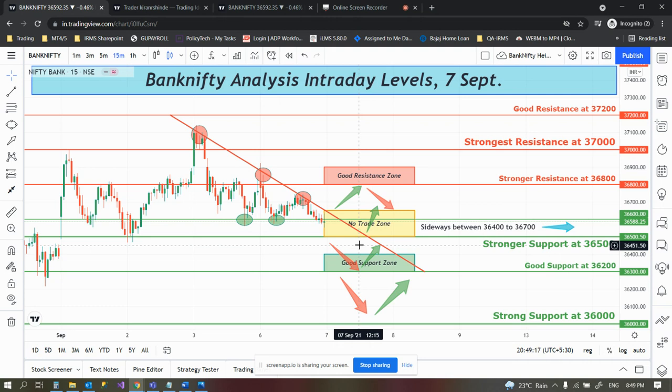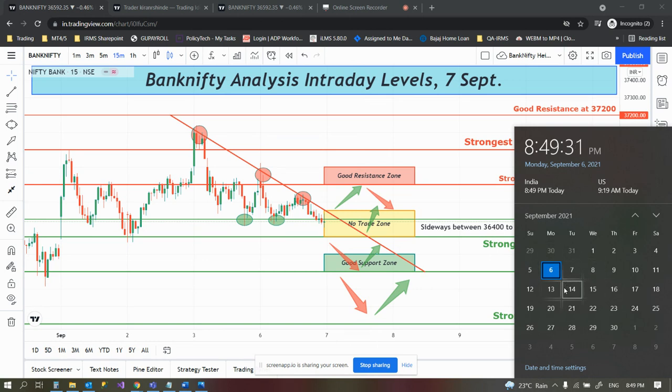Now the SEBI rules are more strict. Always, I would suggest to you, the most important point: always try to trade on the next expiry. So whenever we are in this week, try to trade for next week's expiry. So you would be on the safer side.